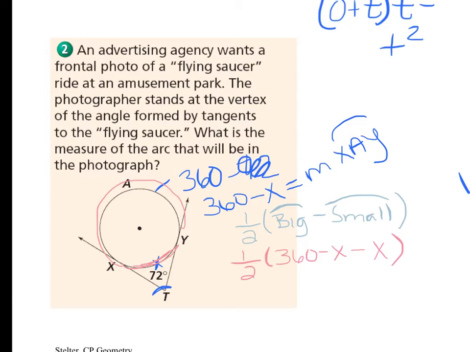Now I have to simplify that because it's a bit messy. This is 1/2 of 360 minus 2x, and when you're doing this, you're going to want to say, okay, well, I have this simplified. Well, what does that equal? That equals this outside angle here, the 72. This outside angle is equal to 1/2 the difference of the big arc and the small arc. So I'm going to go ahead and say this equals the 72.